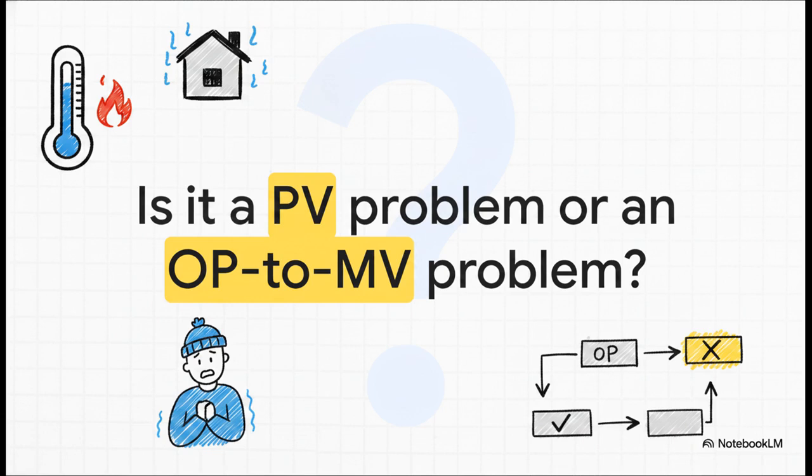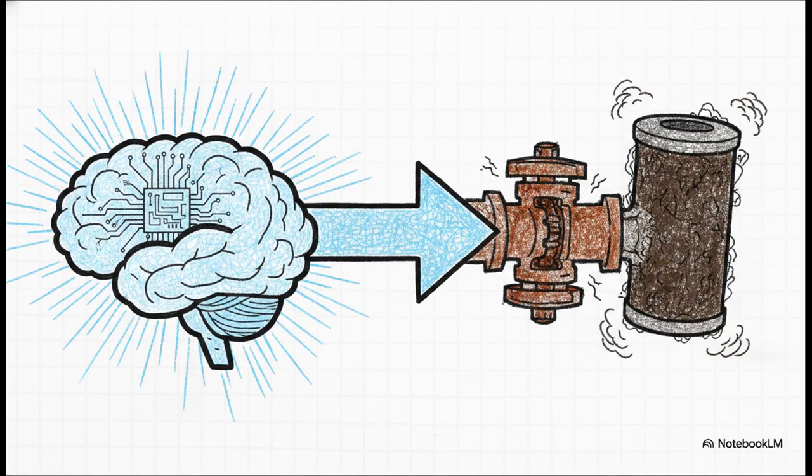Where's the actual failure? Well, the crucial takeaway here is that this is absolutely an OP to MV fault. Your thermostat's logic is perfectly fine. It knows it's cold and it's trying its best to do something about it. The real problem is that the physical downstream chain just isn't delivering on the command. You might have a completely clogged furnace filter blocking the airflow, or maybe the physical gas valve is rusted shut. The brain is working, but the muscle is failing.